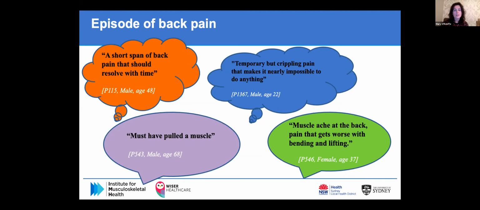And this is, you know, if you just contrast this to disc bulge or degeneration, there's only a difference of a word and it just has such a different effect on the individual in front of you in terms of what they think is going to happen to them going forward.